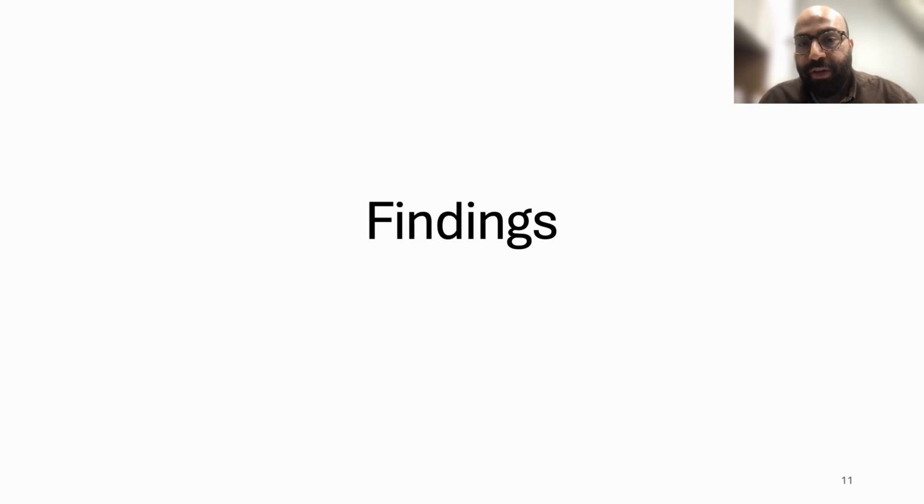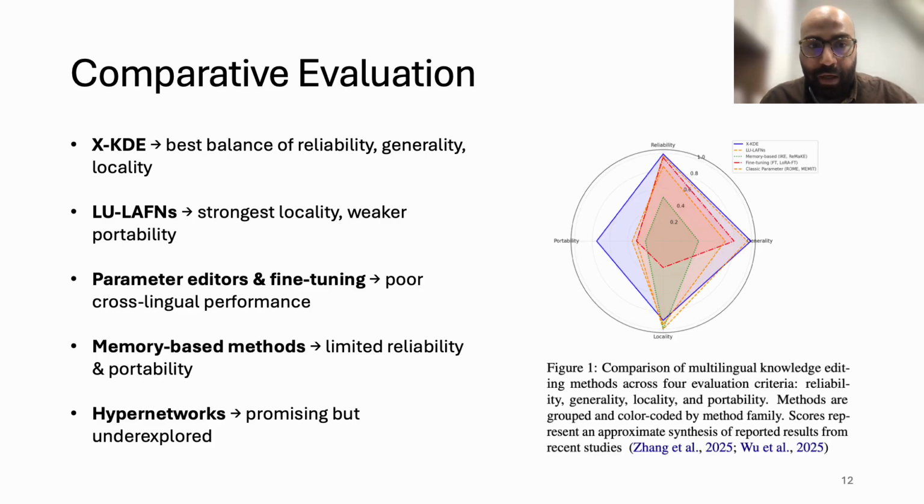Let's now talk about some of the findings across the literature in MKE. First, let's look at which multilingual knowledge editing methods best balance reliability, generality, locality, and portability. Parameter editing methods like ROME and MEMIT work well in one language, but they struggle across languages, often causing interference. LuLaFence in particular, which is a parameter editing method, improves this by targeting shared factual neurons.